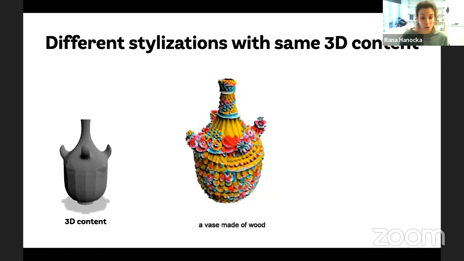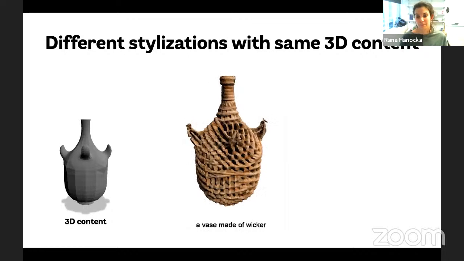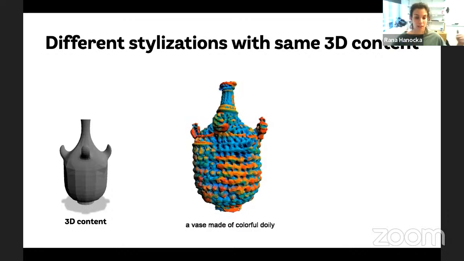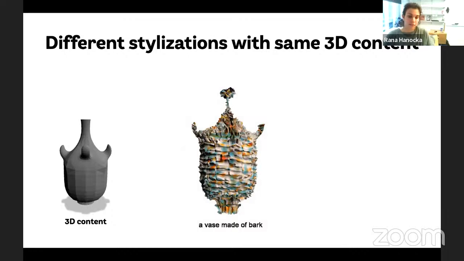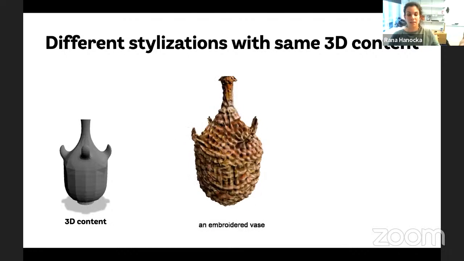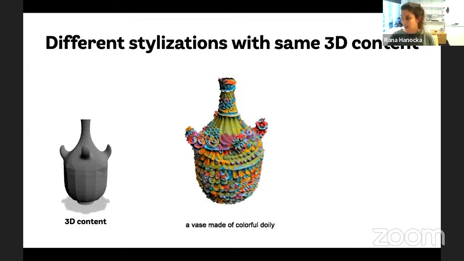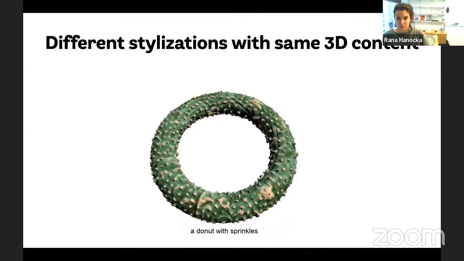A cool thing about this is that we can do blend shapes, blending between different stylizations of the same 3D object. So we have this one vase, and we give it all these different styles, and we can interpolate between them and see all the interesting views. And here's another one.